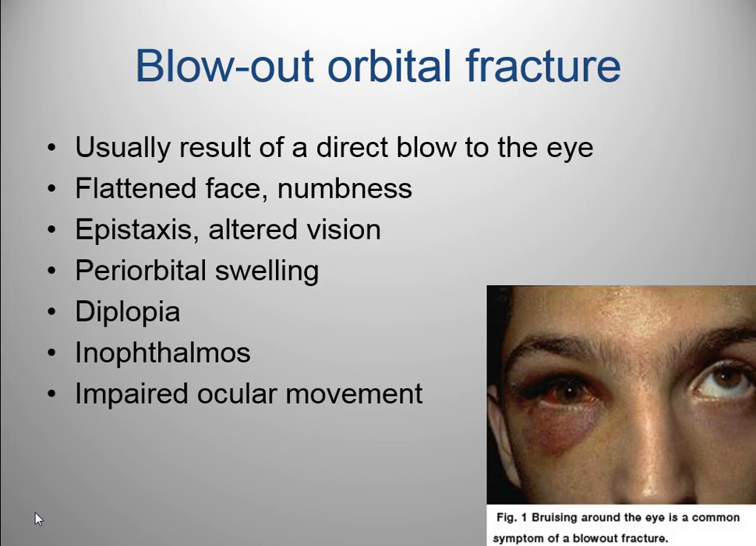Here this guy is again, couldn't get enough of him, with his blowout orbital fracture. This can occur from a direct blow to the eye, so a good sucker punch. What will happen is you can have a flattened face, you can have numbness, obviously, because the nerves are going to come down. All of your cranial nerves come down through your face, so that's really important. You could have epistaxis, which is a bloody nose, altered vision, swelling around the eye, double vision, impaired movement. So all of these signs and symptoms go with a blowout orbital fracture.